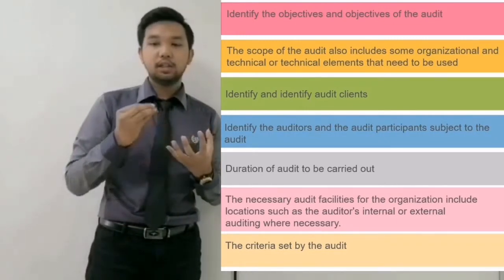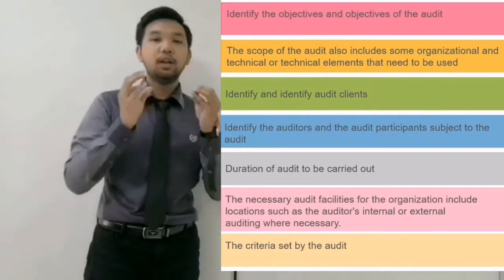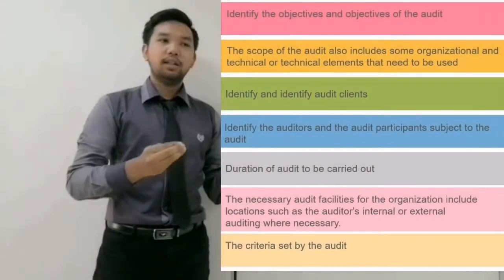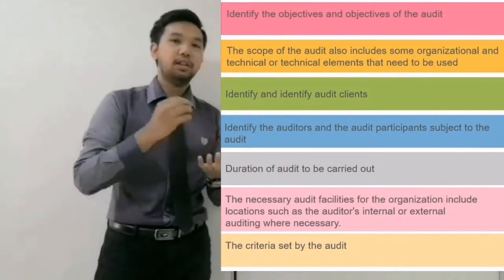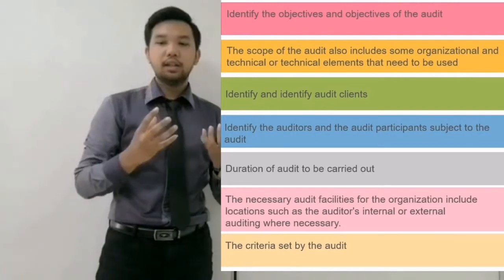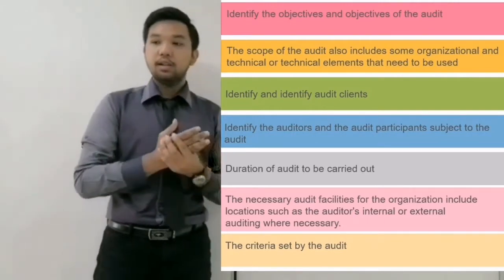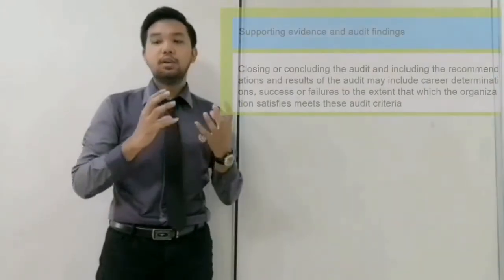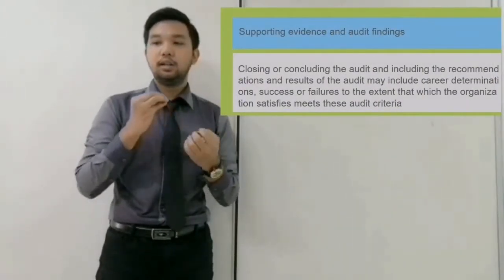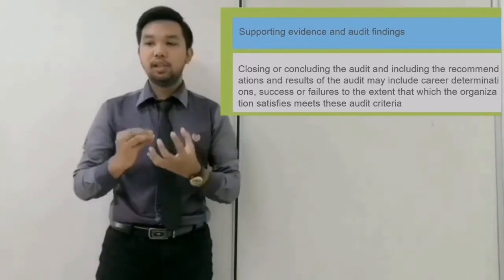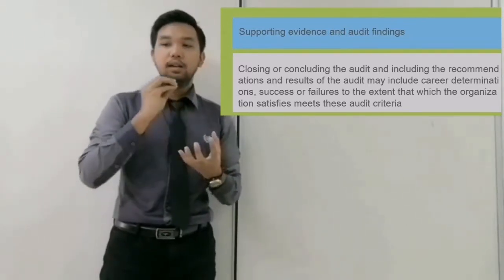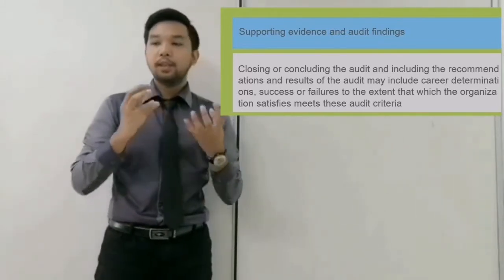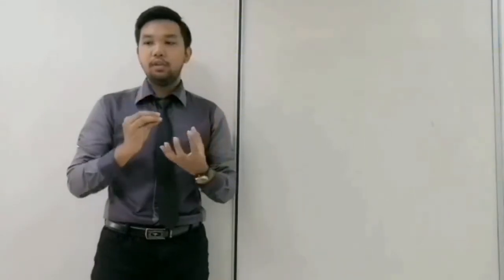Then the necessary audit facilities of the organization include the location. Location is important because we need to know where we should do the auditing, external or internal. For the criteria, it must be set by the audit, with supporting evidence and the audit findings. The last one is the closing or conclusion for the audit, with recommended actions we should take. It may include determining the success or failure extent of what the organizational audit was for.